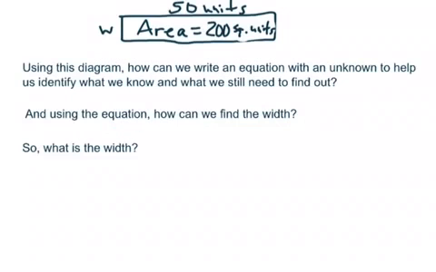Okay, here's another problem. So using this diagram, how can we write an equation with an unknown to help us identify what we know and what we still need to find out? And then using that equation, how can we find the width? And then lastly, what is the width? So see if you can answer those 3 questions in your notebooks. Remember, you're going to want to use the stem of the question in your answer. So when you go back to look at this later, you'll know what you're talking about in your notebook. If you don't do that and you just read some random things in your notebook later, they won't help you. So use the stem of the question in your answer, jot that down. When you're done, come back.